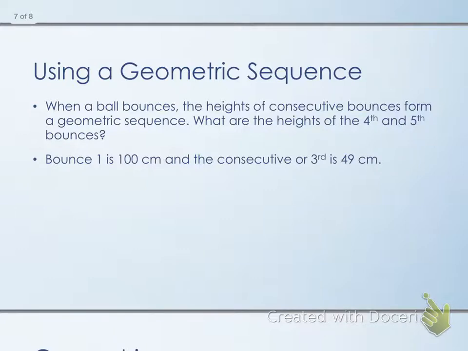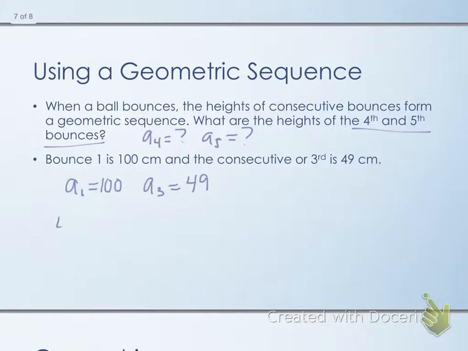Using a geometric sequence. So when a ball bounces, the heights of its consecutive bounces form a geometric sequence. What are the heights of the 4th and 5th? So I'm trying to find a sub 4 and a sub 5. So first bounce, so a sub 1 is 100. My third bounce, so a sub 3 is 49. I don't know my rate, and I don't know what occurs for number 2. So I'm using my explicit formula again.